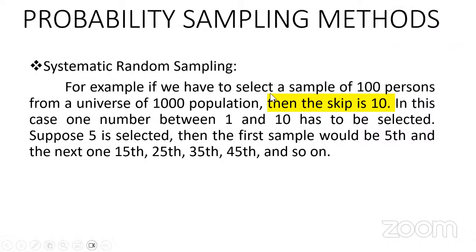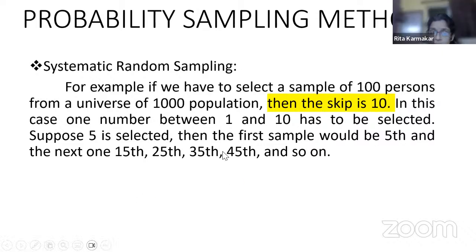So the skip interval is 10. Now, when this skip interval is selected, the researcher is going to select one number randomly. That is, the skip interval is 10, so one number randomly can be selected.